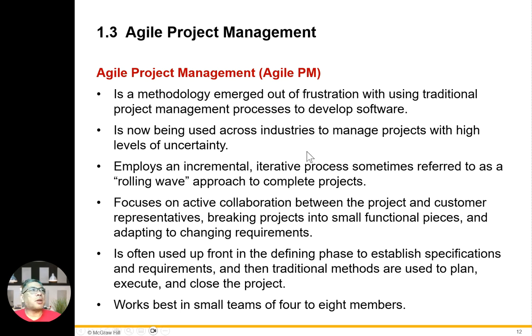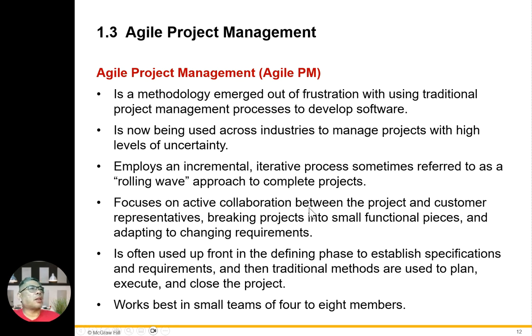It is a methodology that emerged out of frustration with using traditional project management processes to develop software. Okay, this is the reason why Agile was developed. It's now being used across industries to manage projects with a high level of uncertainty. It employs an incremental, iterative process, sometimes referred to as rolling wave or iteration approach, to complete the project. One sprint has 4 iterations. One sprint is usually about 2 weeks, up to about 2 months. Okay, this is a typical standard being used.